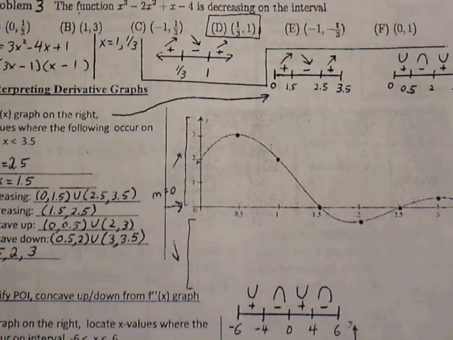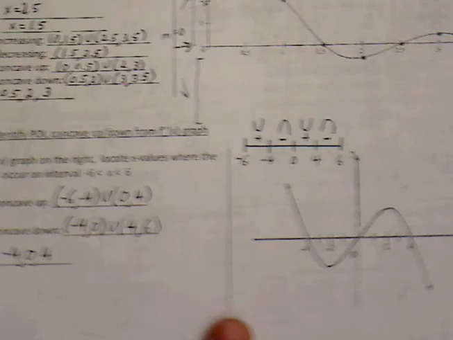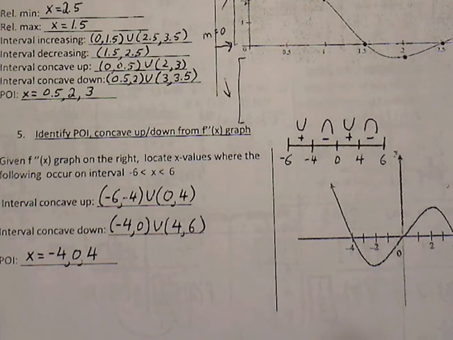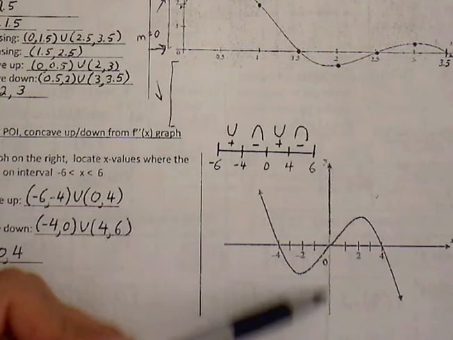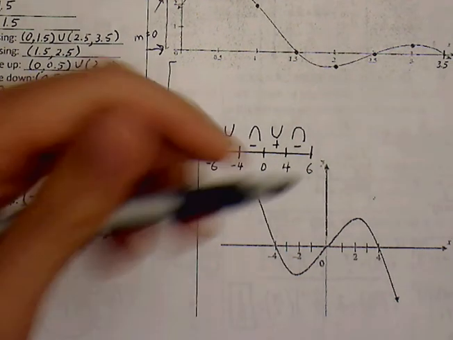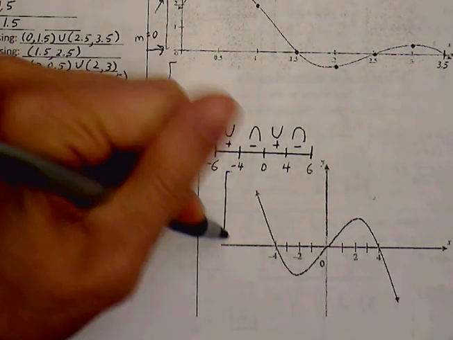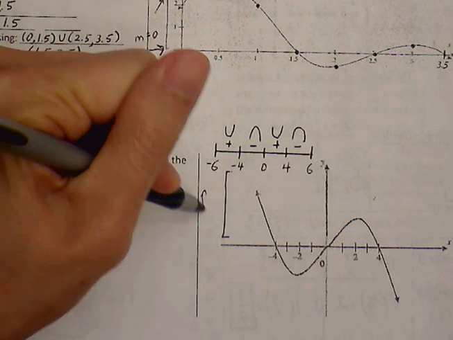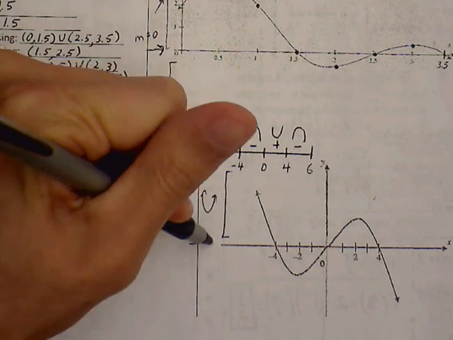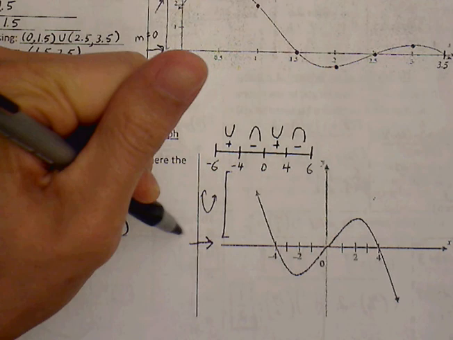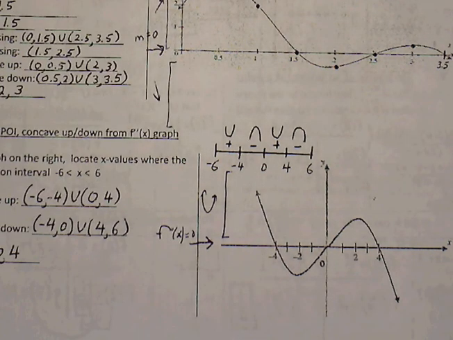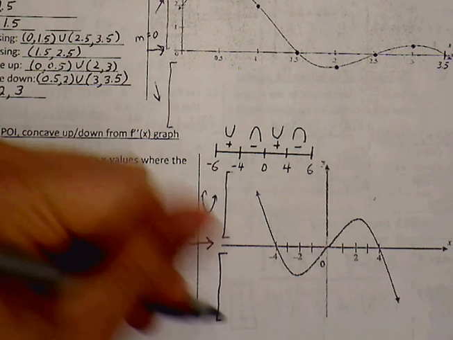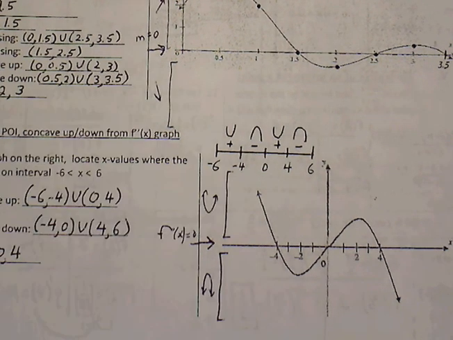Okay, finally, let's look at number 5, identifying points of inflection and concave up and down from the f double prime graph. If we're looking at the second derivative, then we have to think about what the y value represents. The y value now represents concavity. Anything above the x-axis represents concave up. Anything on the x-axis represents where my second derivative is 0, meaning concavity is 0. And anything below the x-axis represents where the graph is concave down.